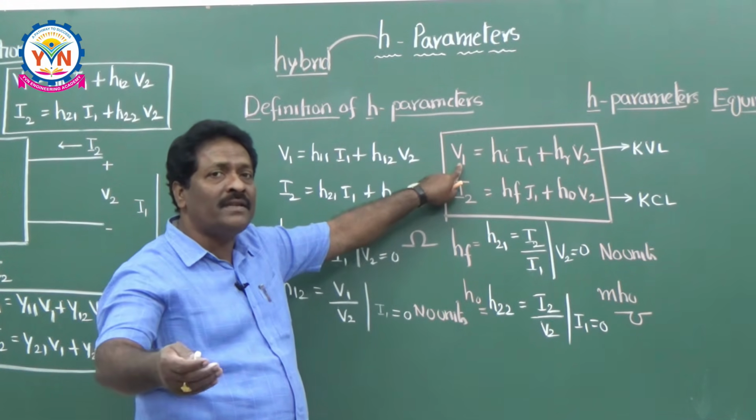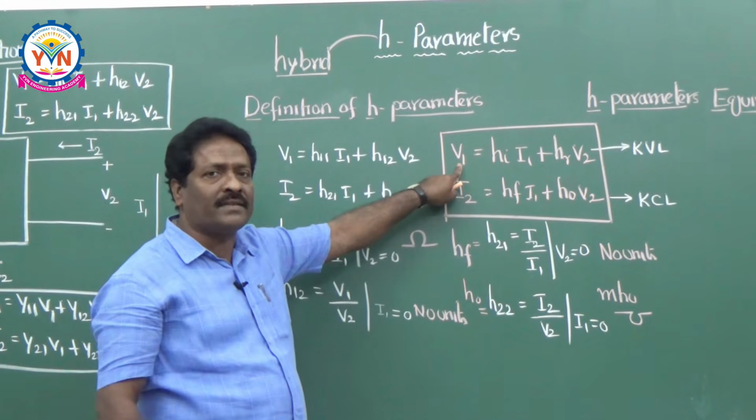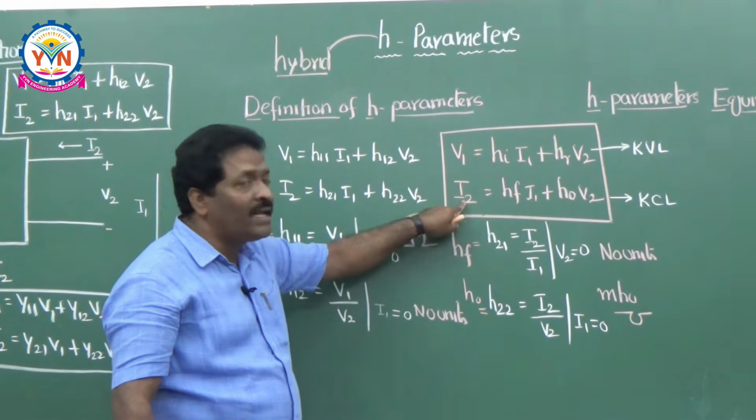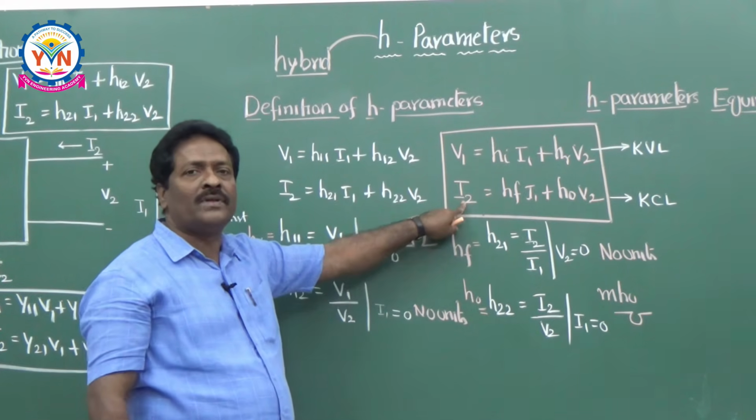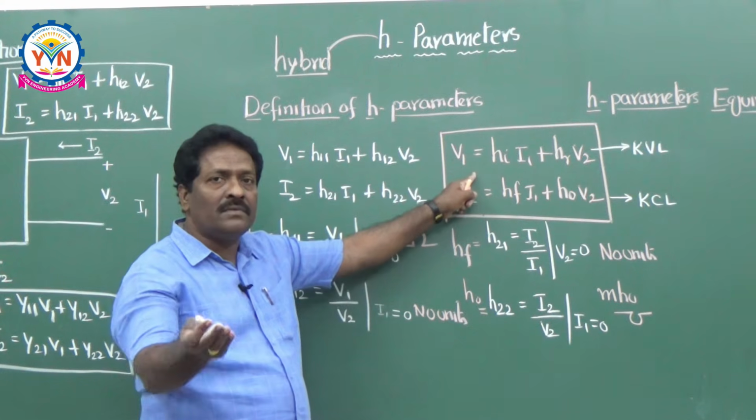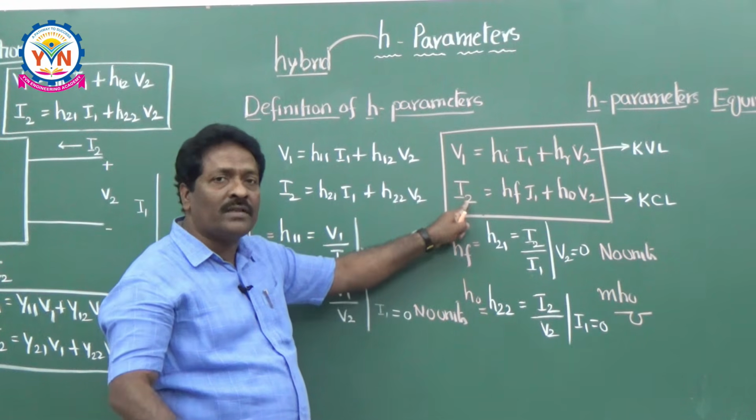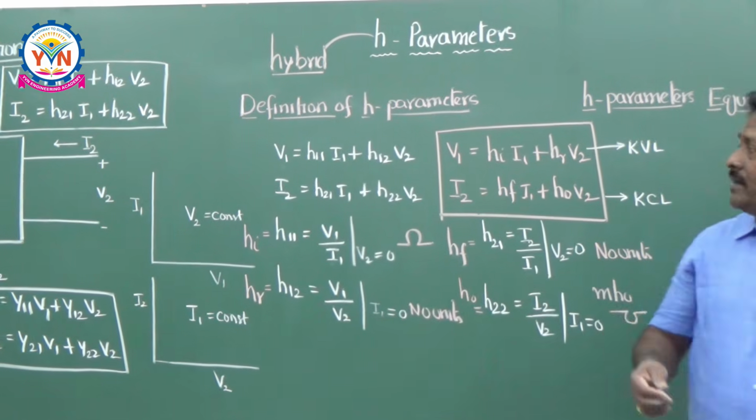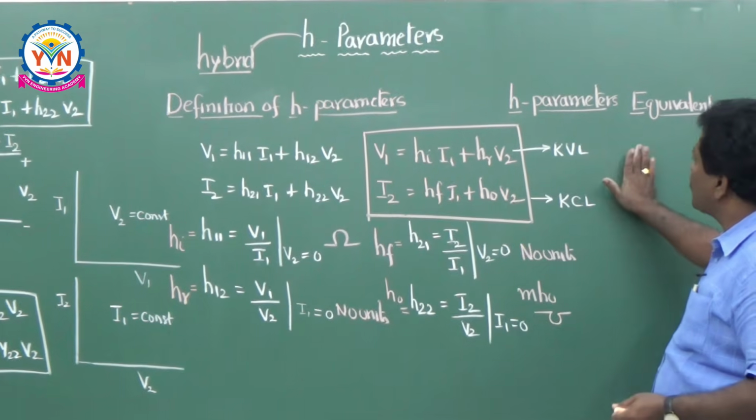Thevenin representation means a voltage source in series with a resistance. And what about the output equation? This is telling about the Norton representation. So generally you can expect a voltage source in the input side and a current source in the output side. Now I will draw these circuits. I will implement these two equations in a circuit form.